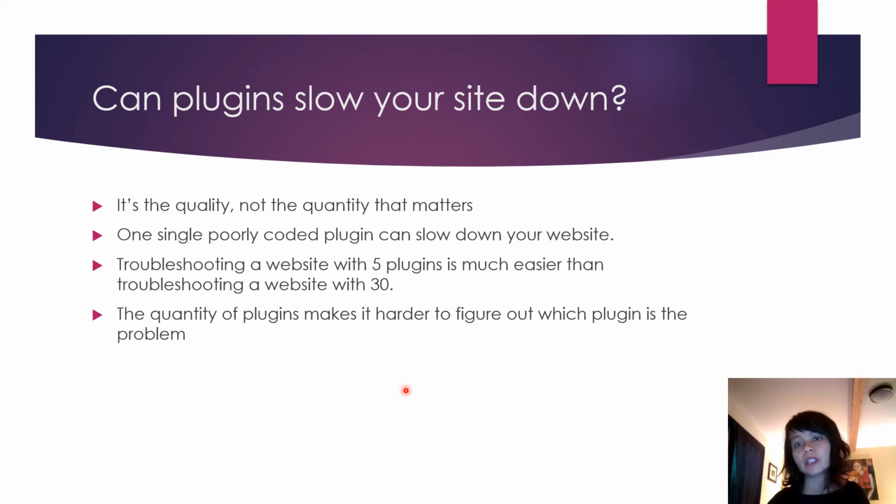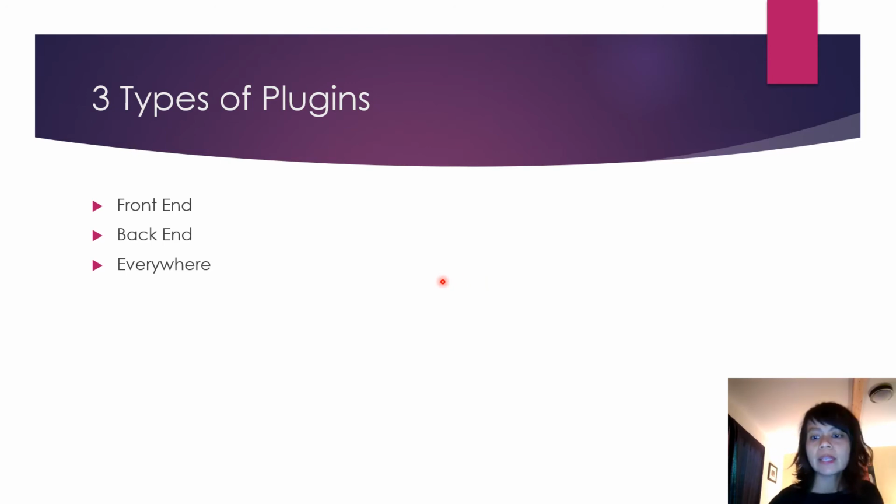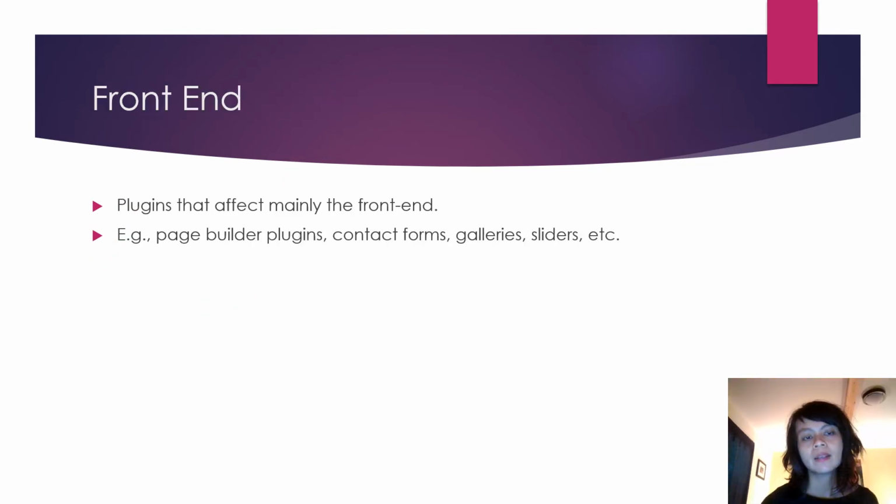Okay. So there are basically 3 types of plugins: front end, back end, and everywhere plugins. Front-end plugins are plugins that affect mainly the front end. Examples are page builder plugins, contact forms, galleries, sliders, and so on. These are plugins that allow you to add things on the front end that your visitors will actually see.